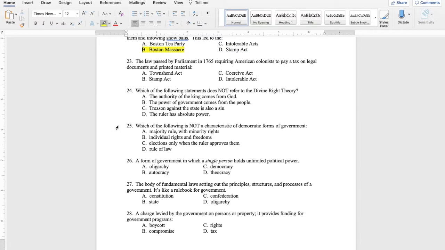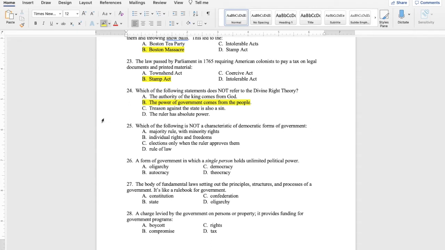Number 23, the law passed by Parliament in 1765 requiring American colonists to pay a tax on legal documents and printed material. That was, of course, the Stamp Act. Number 24, which of the following statements does not refer to the divine right theory? That would be B, the power of government comes from the people. That is social contract theory.